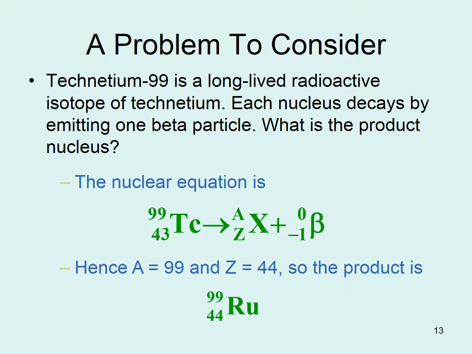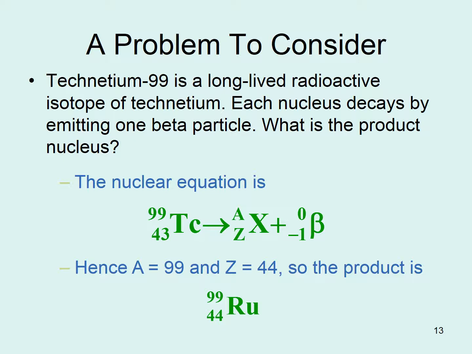So now we can identify the whole new symbol. X is replaced by ruthenium. The bottom number Z is 44. The top number is 99. So when technetium reacts, it turns into ruthenium and it shoots off a beta particle.